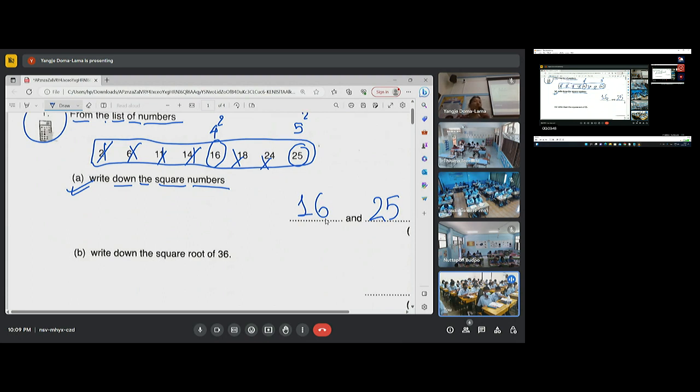Okay, read number B. Everyone read number B. Write down square root. Now we have a square root of 36, which we write as root under 36. What is the root under 36? 6. Easy? Now, okay. Not yet. We have so much work.